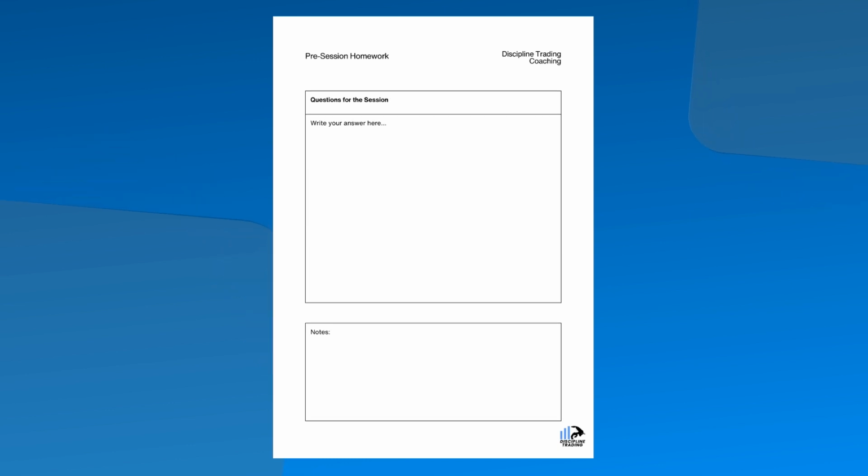And then lastly, you'll have a sheet here. Your last page on this pre-session homework is questions for the session. We won't always get to every question that you put here, but more often than not, your questions will be answered, whether it's doing your pre-session homework, your post-session homework, or during our actual session or your research. You'll always get the answers to these questions. We'll make sure you're good. All right, go get started.